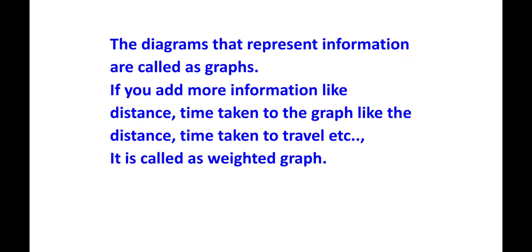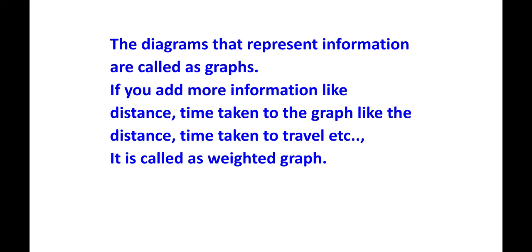So the diagrams that represent the information are called graphs. In the previous diagram, we have seen three different paths. If we want to reach from A to C, we can directly go from A to C. If we move from A to B then to C, it is the longest path.